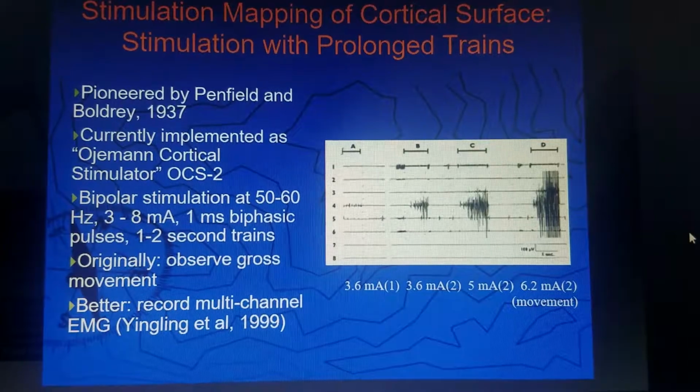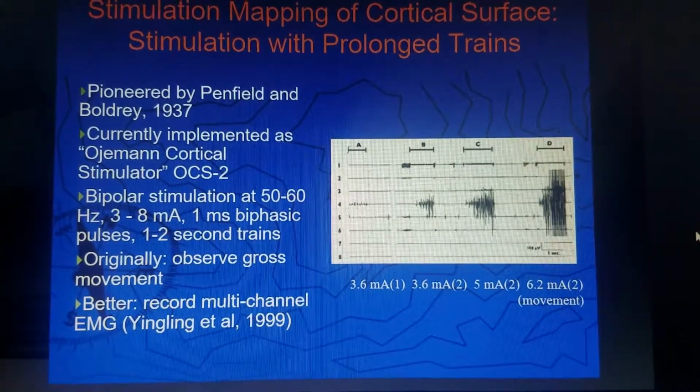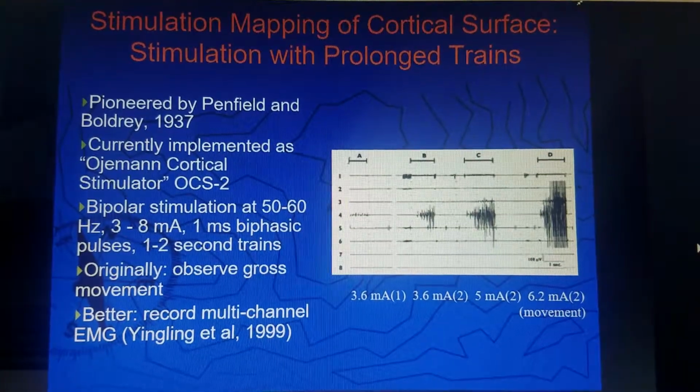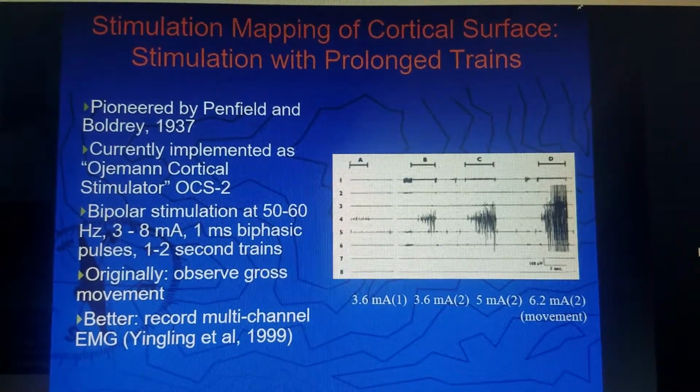They used a transformer connected to the electrical outlet in the wall, and so it was stepped down to a safe value and applied right to the surface of the brain with a sterile probe. Nowadays, of course, we're much more sophisticated.